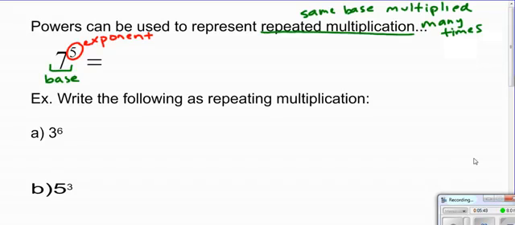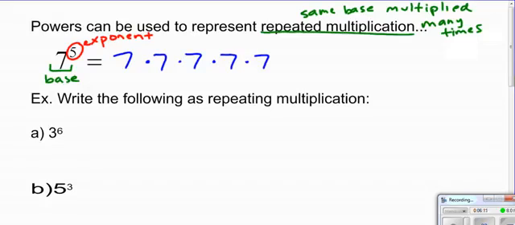So this is not telling us to go 7 times 5. If we wanted to say 7 times 5, that is how we would write it. This is saying we are going 7 times 7 times 7 times 7 times 7, 1, 2, 3, 4, 5 times. Okay?